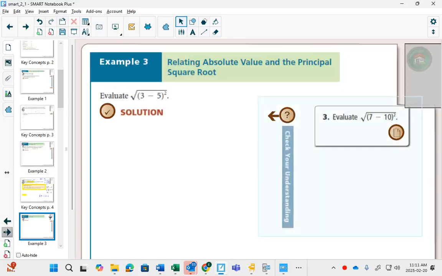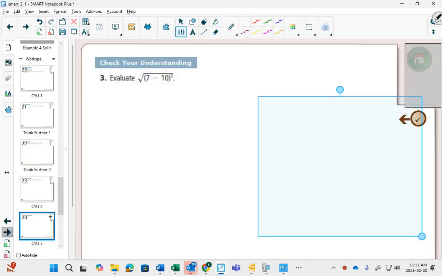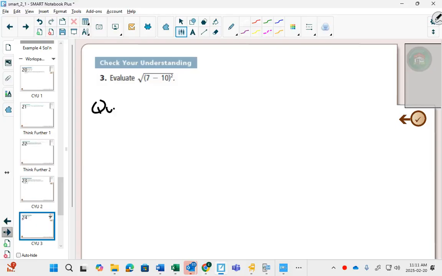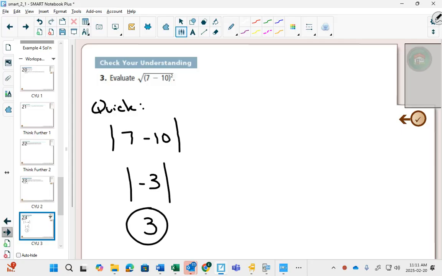So when we get to example 3 here, we'll do it very quickly. We'll sort of do a quicker way and a little bit longer way. If you want to do it the quick way and say, hey, my square root and my squared are going to cancel out, then you have to write your answer in absolute values. And if I do that, I'm like, oh, 7 minus 10 is negative 3. My answer is positive 3. That's quick because you just quickly canceled something out.